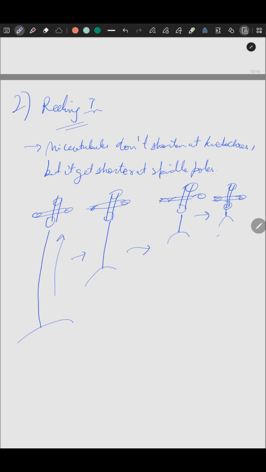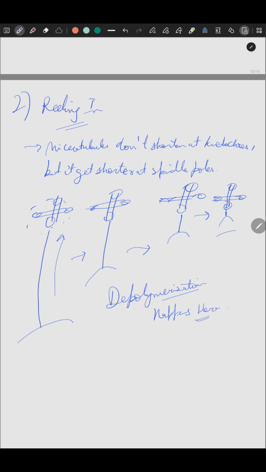So now what happened is there are motor proteins attached at the spindle poles, which help to reel the chromosome toward them, and later on the microtubules also break down here. Depolymerization happens there also.